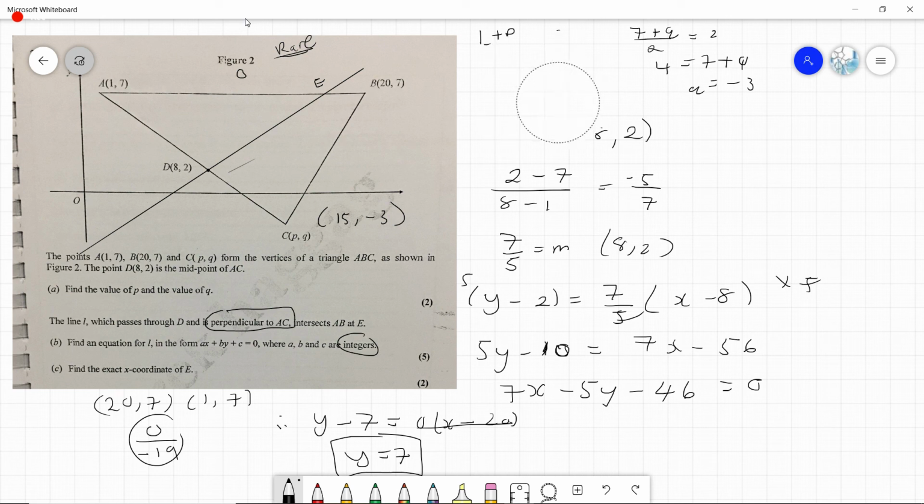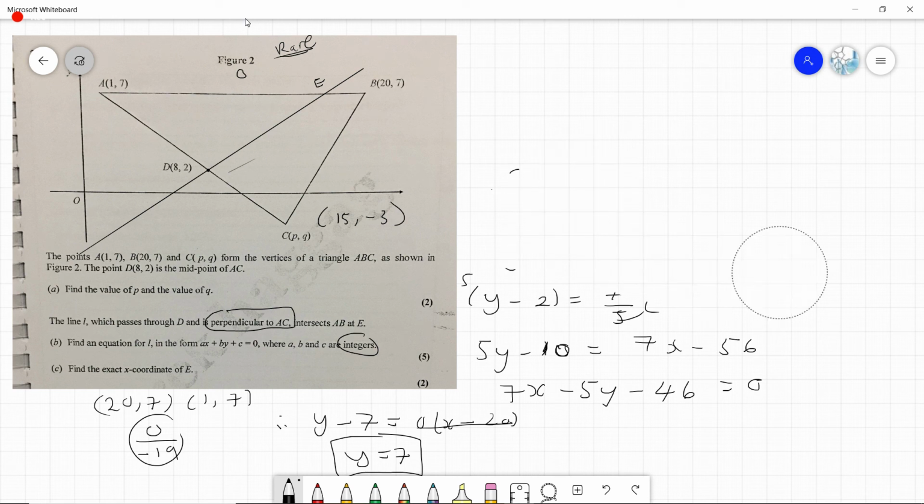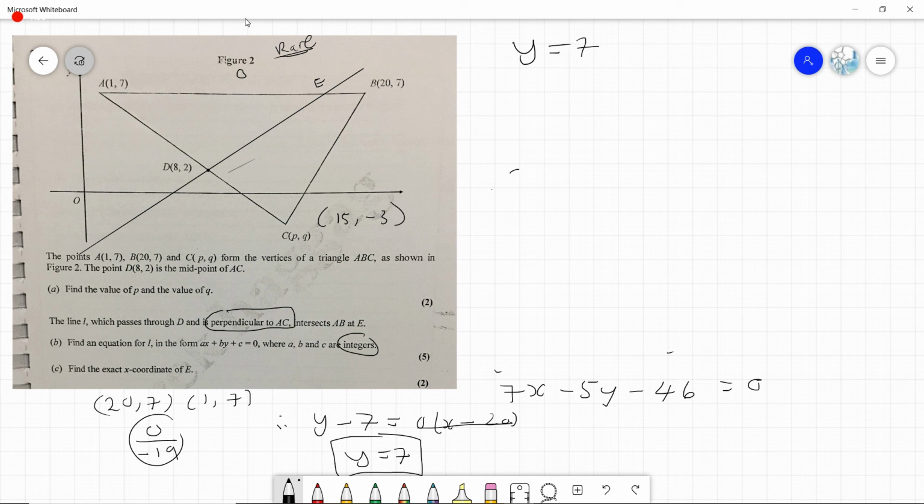If I rub out everything from the top and then focus on the bottom. So let's rub out this. Now we have the equation of the line AB and the equation of the line L: y equals 7 and 7x minus 5y minus 46 is equal to 0. Our x value for E we don't know, but our y value straight away is going to be 7, because it's on the line y equals 7.